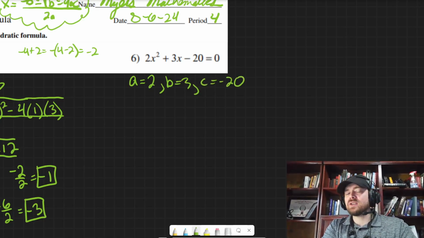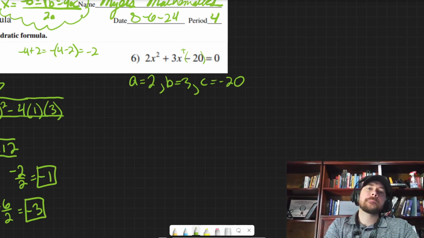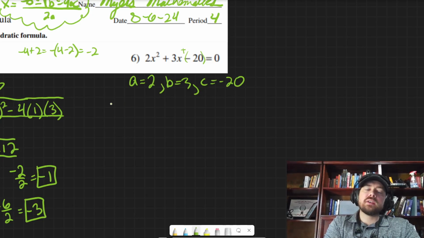If it's a minus, you have to write that as a negative because it's like ax squared plus bx plus c, so it's plus c. So c is negative 20. Okay, don't forget those minuses. Minuses become negatives. All right, so then we plug it in, and now I'm going to show you the way I do it a little differently.